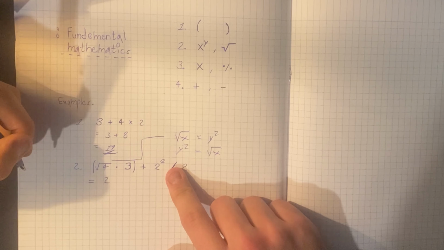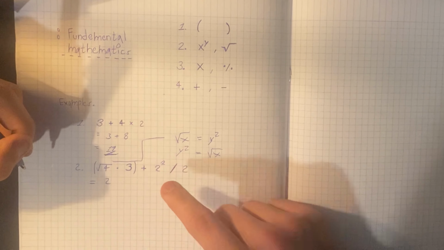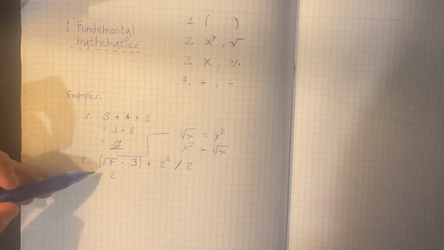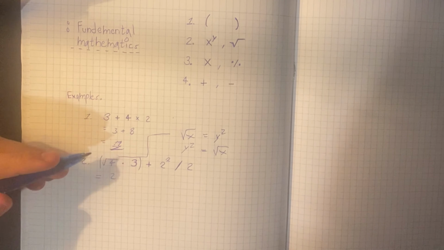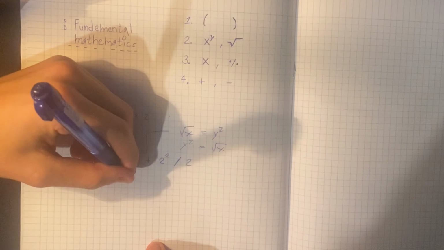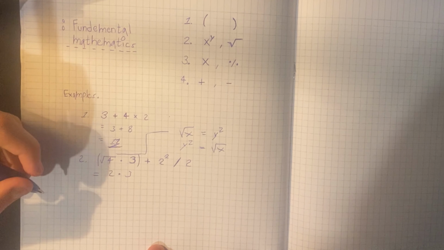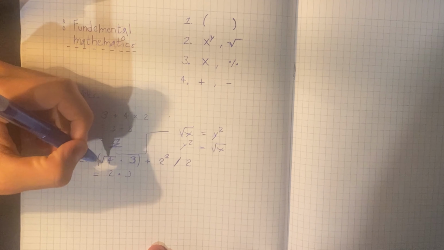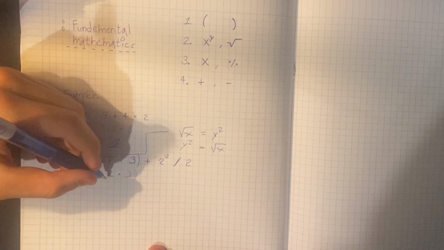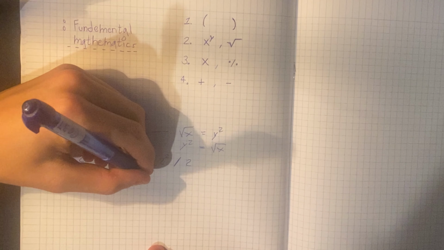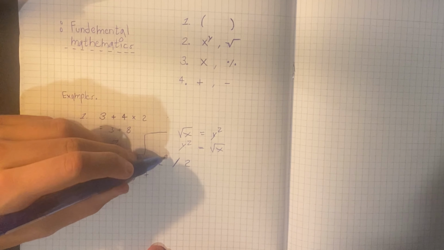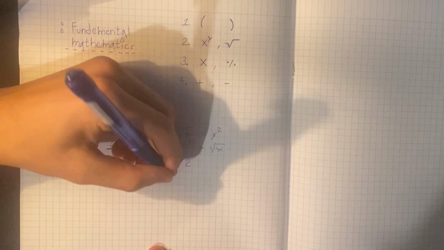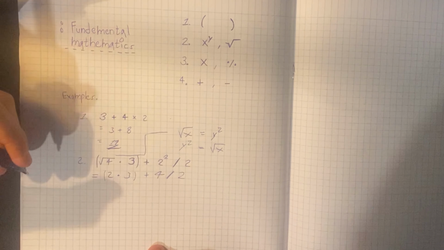You've got to listen to that rule. So that's 2 times 3. Now, we don't need to write out these parentheses because we have actually solved the equation, but I'm going to do it just in case we forget. So plus 2 to the power of 2, which is equal to 2 times 2, which is 4, divided by 2.